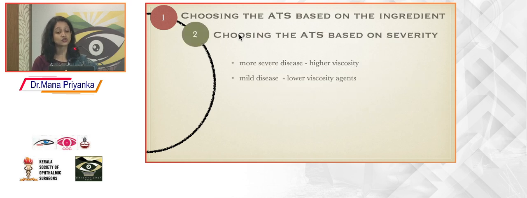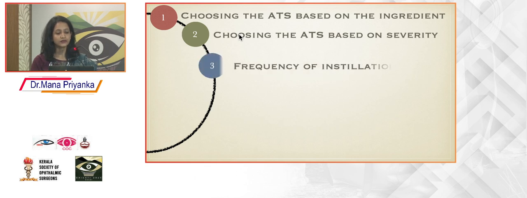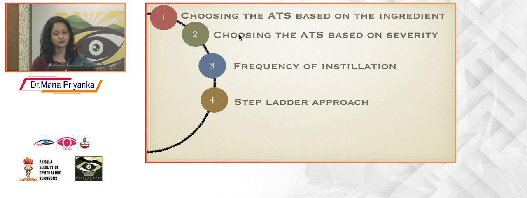The second step is choosing the ATS based on the severity. Milder cases go for lower viscous agents. More severe, increase the viscosity. Frequency of instillation should depend upon the patient's symptoms. When it goes beyond 4 to 6, it's better to switch to the ATS which have disappearing preservatives or the preservative-free ones. Stepladder approach: for milder cases, start with one agent, and if required, other agents can be added.